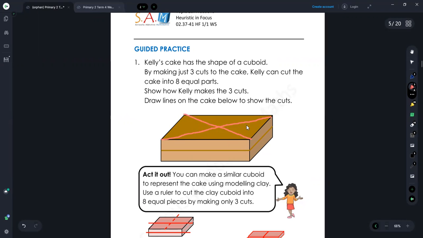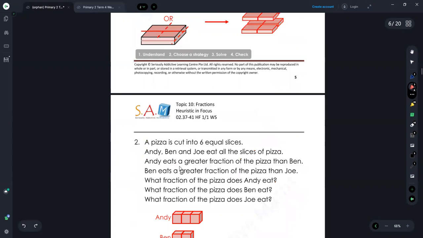Because if you just cut this way, you have 2 parts. Then you cut below, you get 1, 2, 3, 4. So the maximum is 4, but they need 8 equal parts. So this is a bad way. This way cannot be done. Okay, luckily I realized it.